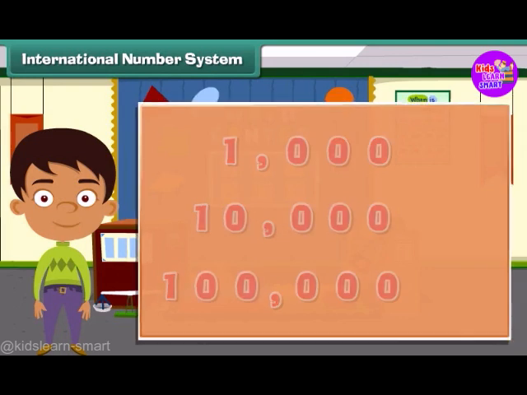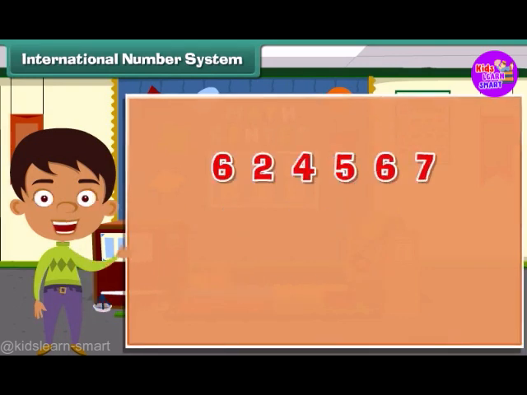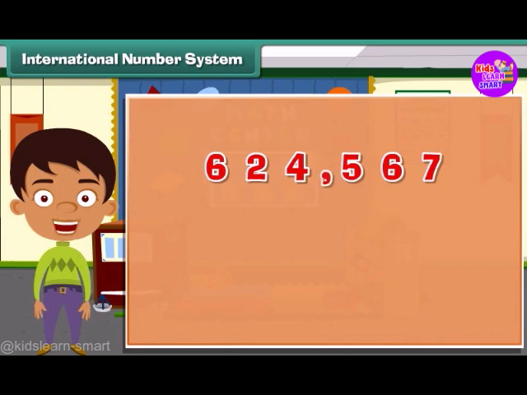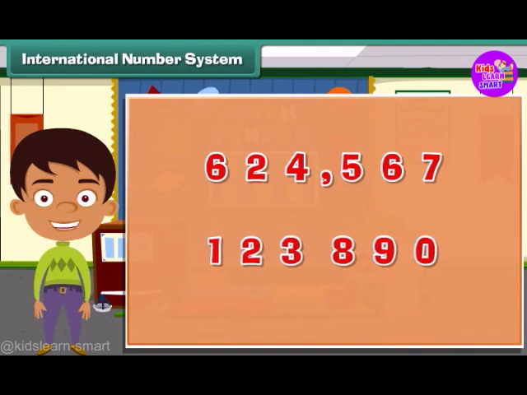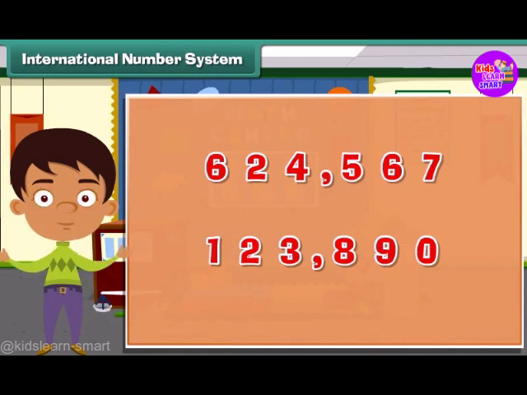Now consider the number 624567. It will be written as 624,567 in the international number system and read as 624,567. Let us look at another number, 123890. The international number system will group it as 123,890. The number is read as 123,890.